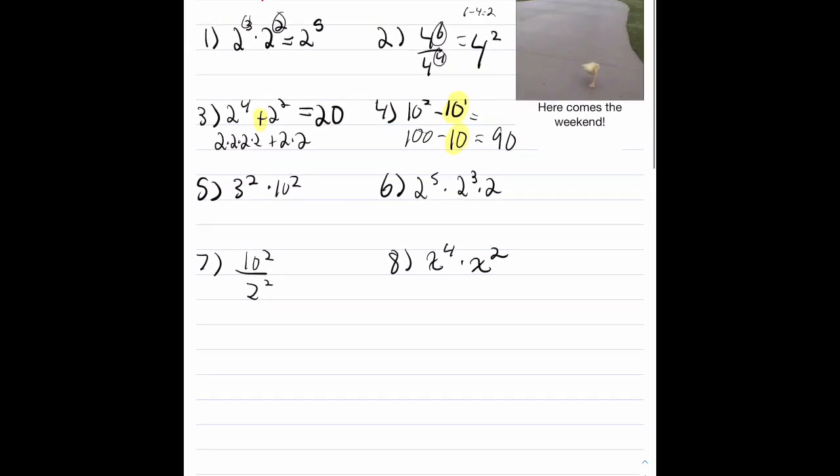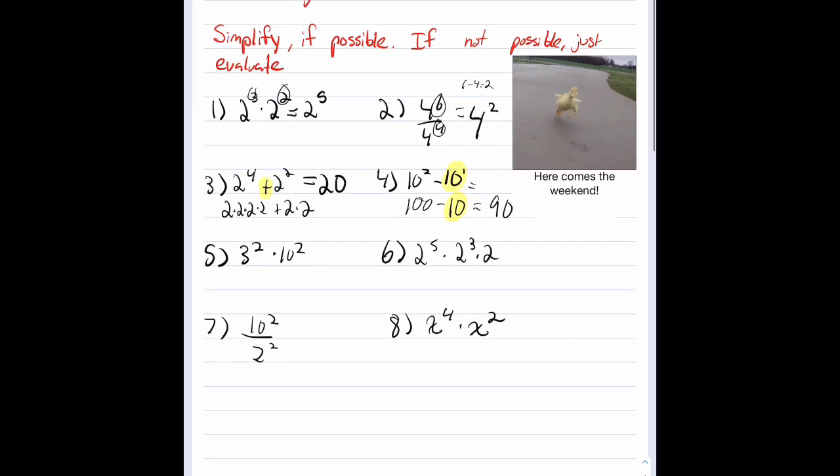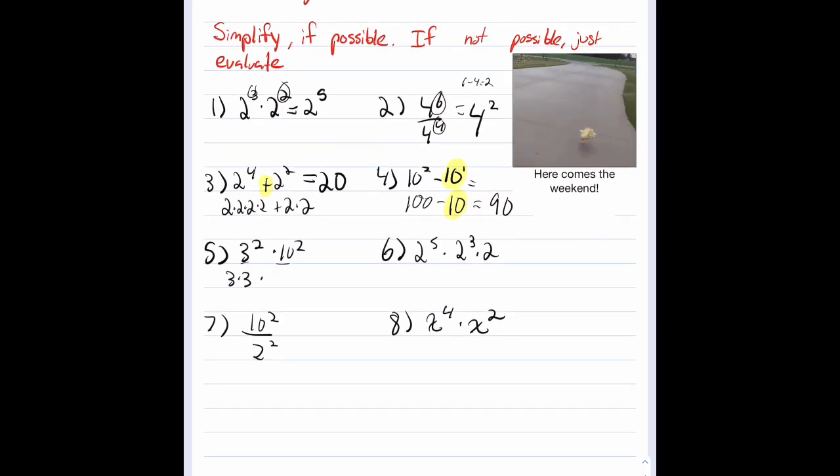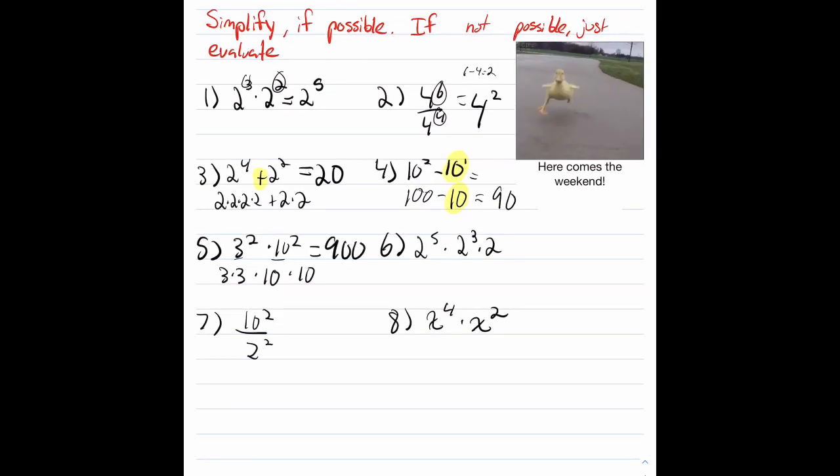This one, 3 squared times 10 squared. The exponents are the same, but their bases are not the same. So we have to proceed as normal. That will be 900.